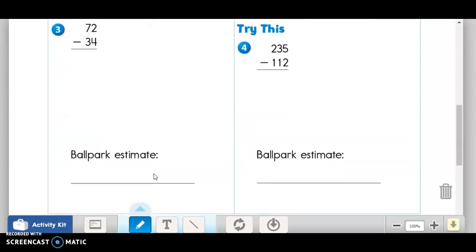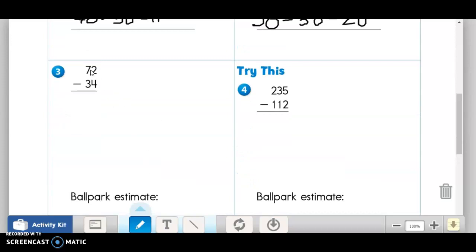Now number 3. 72 minus 34. 2 minus 4, is it more on top or more on the floor? Yep, you're right, more on the floor. Got to go next door, so the 7 becomes a 6. I take that 10 away and I add it to the 2 ones. 2 plus 10 is 12. 12 minus 4, more on top, no need to stop, 8. 6 minus 3, more on top, no need to stop, 38.